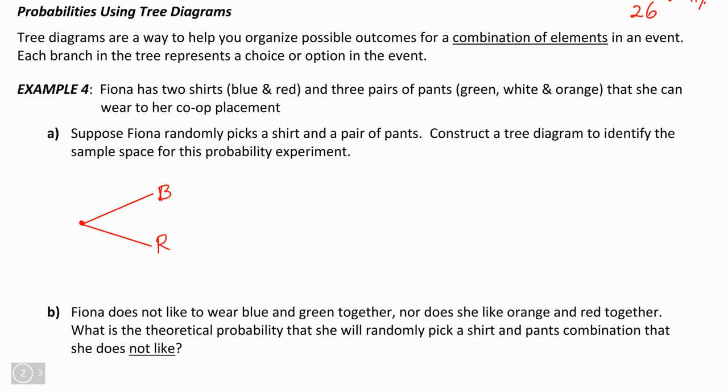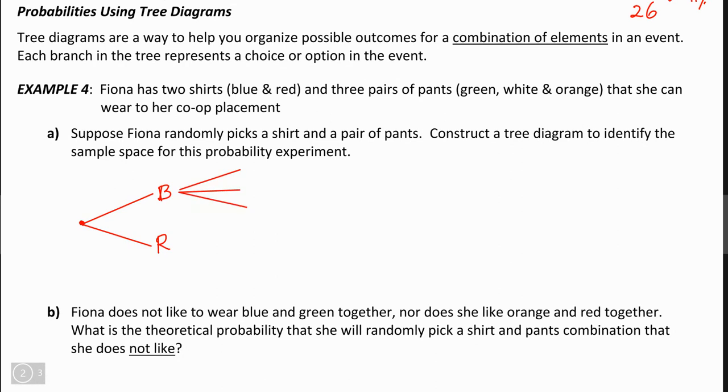Now, if Fiona chooses to do a blue shirt, okay, then what kind of pants can she pick? So she has 3 choices for the pants. She's going to have a choice to pick a green pant, a white pant, or an orange pant. Okay, so what are the outcomes? Well, she can wear blue shirt, green pants, blue shirt, white pants, blue shirt, orange pants.